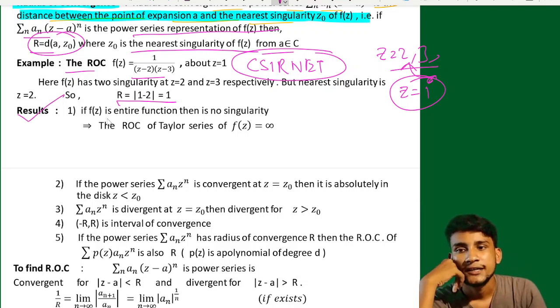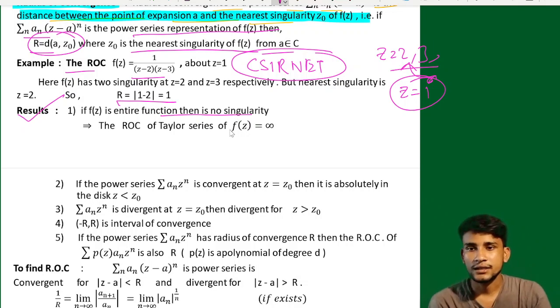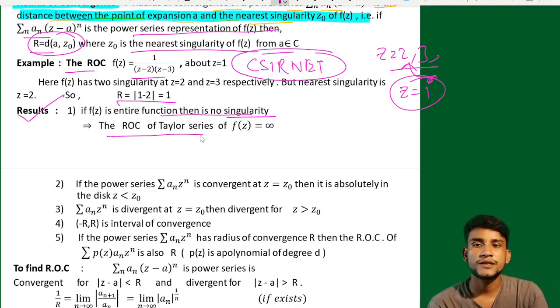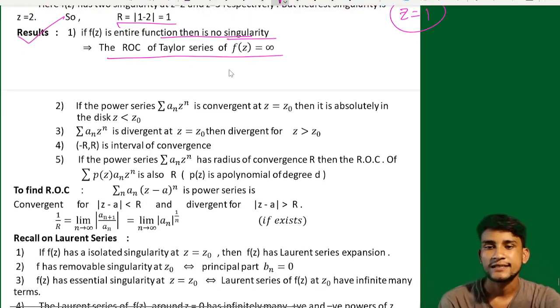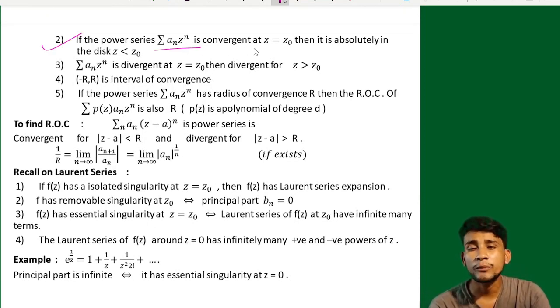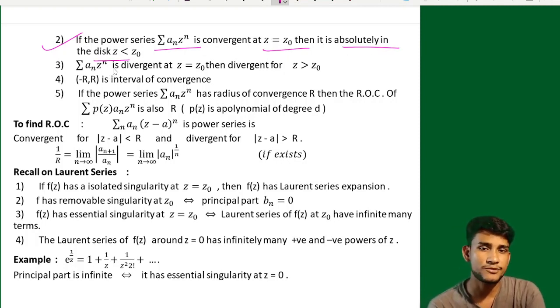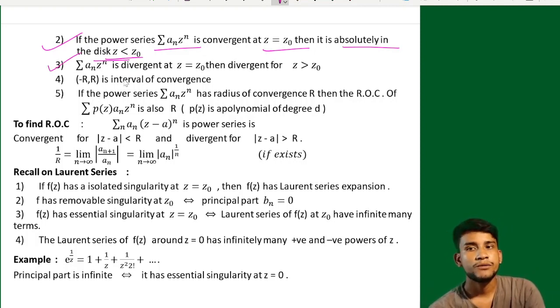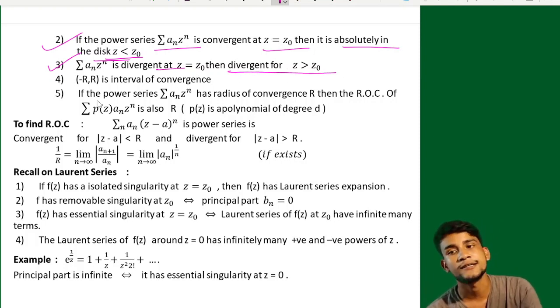Result: if f(z) is an entire function, then there is no singularity, so the radius of the Taylor series of f(z) is infinity. The second result: if the power series summation a_n z power n is convergent at z equal to z0, then it converges absolutely in the disk mod z less than mod z0. If it is divergent at z equal to z0, then it is divergent for any mod z greater than mod z0. Minus r to r is the interval of convergence.